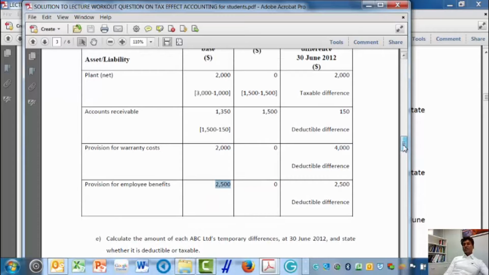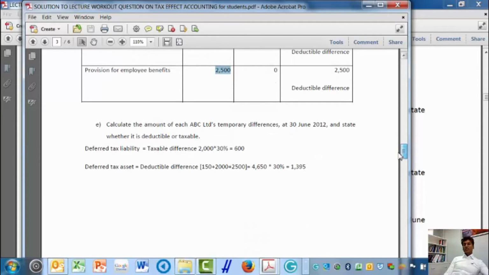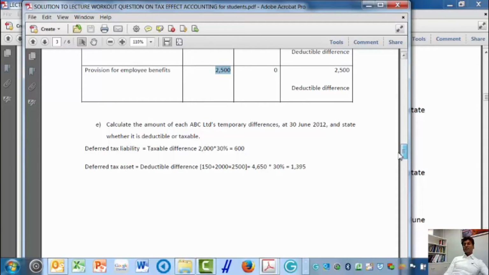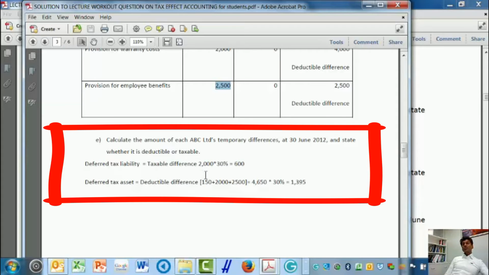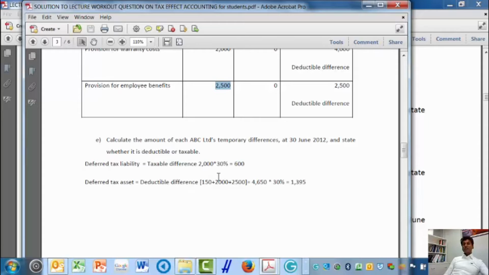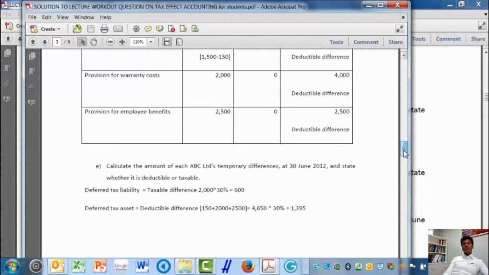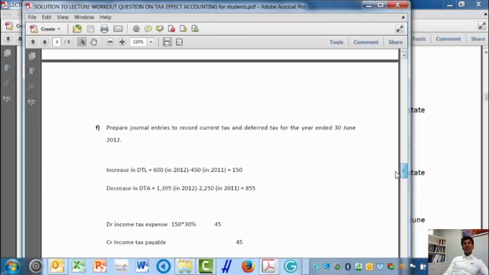Again, we separate out the taxable differences and deductible differences. So I take the taxable differences, 30% of that becomes a deferred tax liability, 600. And then the deductible differences, when I add it up, 4,650, 30% of that is 1,395. What it says is, at 30th of June 2012, these should be the balances. But at 30th of June 2011, we had some balances for deferred tax liability and also for deferred tax asset. So now we have to determine whether the balance increases or decreases. Deferred tax liability is 600 now, but it was 450 in 2011. So the increase required is 150.